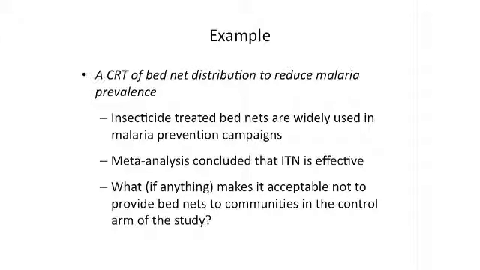What justifies not distributing insecticide-treated bed nets to all of the communities? Because we know that insecticide-treated bed nets are widely used in malaria prevention campaigns. In fact, there's a meta-analysis that concluded that insecticide-treated nets are effective. So what, if anything, makes it acceptable not to provide bed nets to communities in the control arm of the study? So that's a practical instance of this ethical worry about the treatment of control groups in cluster randomized trials. So now I'm going to talk about how we might go about answering concerns like that.